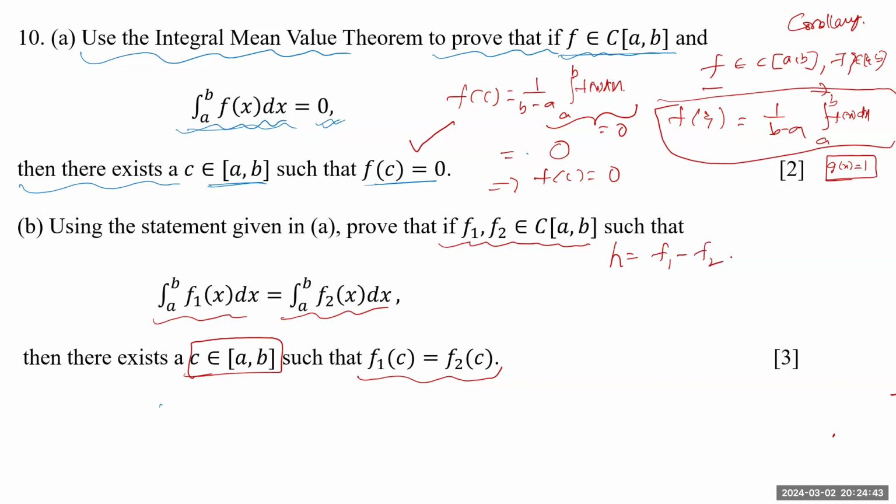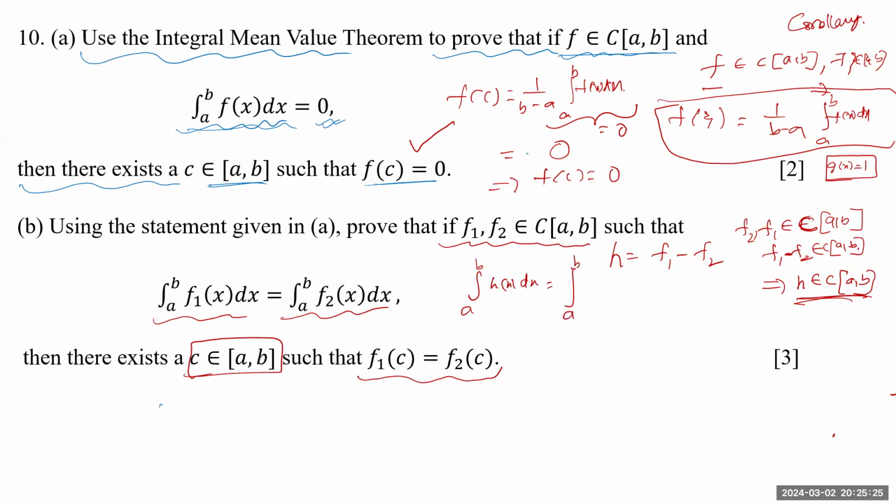right? What is the f1? F1 is a continuous function. F1 belongs to C of a comma b. And f2 is also C of a b, then the difference is also a continuous function. So h is also a continuous function on the closed interval a comma b, right? Every continuous function is Riemann integrable, so integral a to b h of x dx is equal to integral a to b f1 of x dx minus integral a to b f2 of x dx.